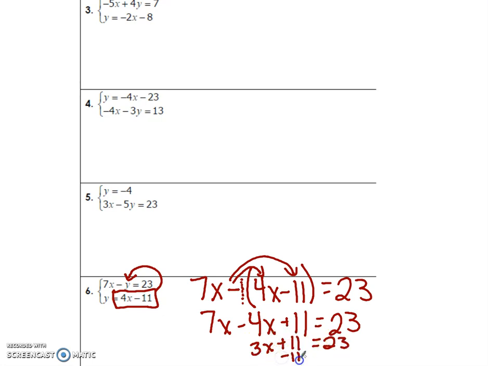So we're going to subtract 11. I'm running out of room, so I'm going to move up here. So we have 3x equals 23 minus 11, which is 12.